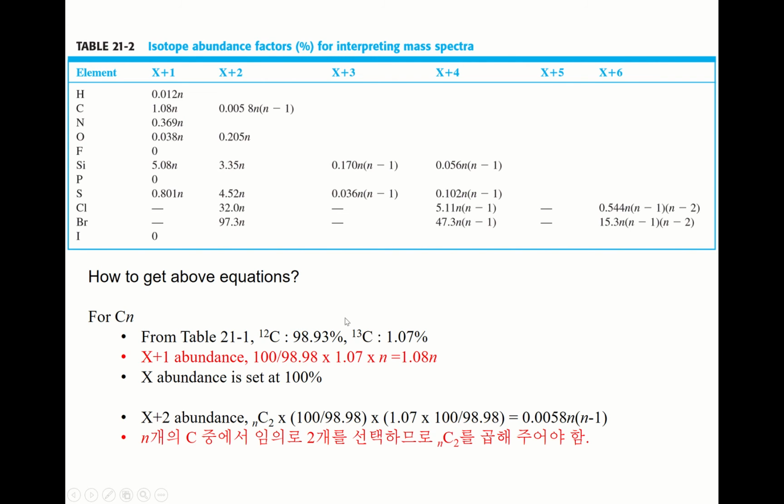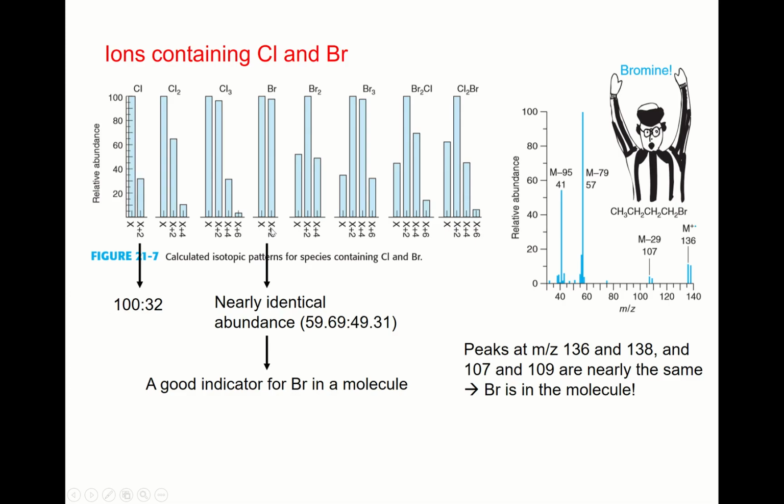You can use this table. And for chlorine 3, Cl3, we can expect that there are 4 peaks here: 1, 2, 3, 4 peaks at x, x plus 2, x plus 4, x plus 6. Let's now look at the bromine. For the bromine, we expect two nearly identical peaks at x and at x plus 2.